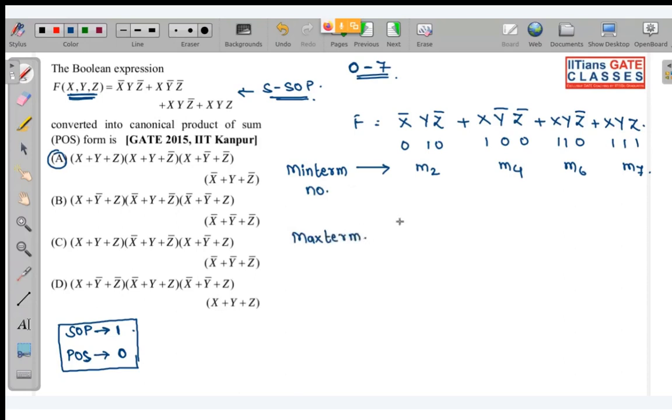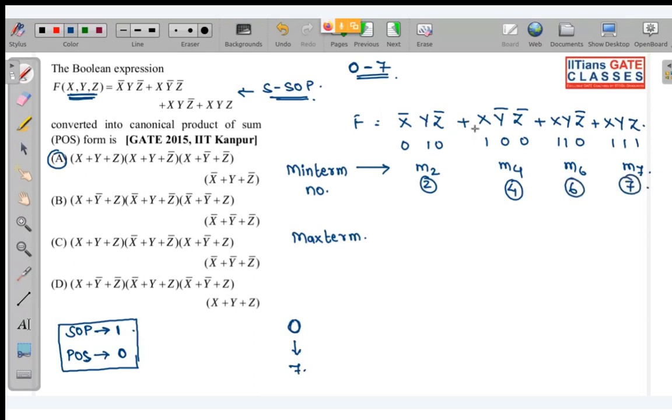If there are no don't care conditions, I will explain what don't care is in a moment. Whatever your minterm numbers are, all the remaining numbers will be your maxterms. Look over here, this is a Boolean expression using 3 variables. With 3 variables, we can go from 0 to 7. Out of those, 2, 4, 6, 7 is your SOP.